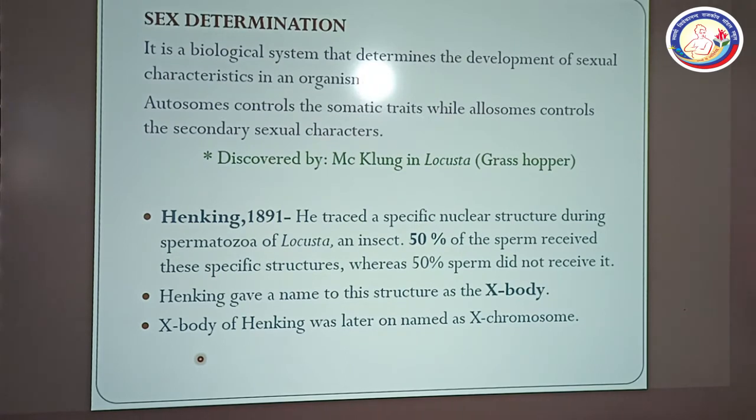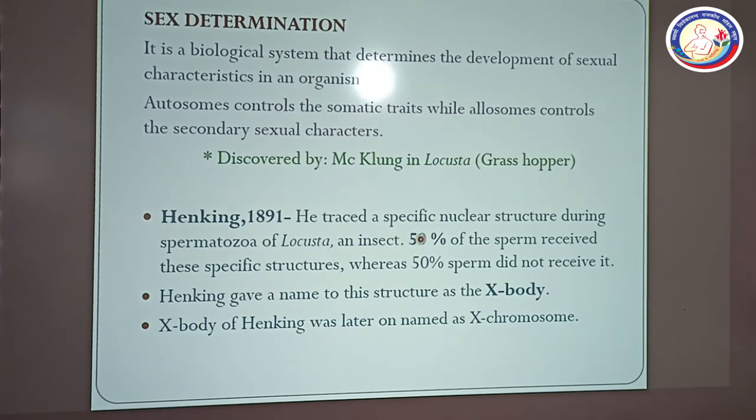Now we will discuss sex determination. What do you mean by sex determination? Basically, it is a biological system that determines the development of sexual characteristics in an organism. Autosomes control the somatic traits, while allosomes control the secondary sexual characters. It was discovered by McClung in Locusta. Locusta is the genus of grasshopper.